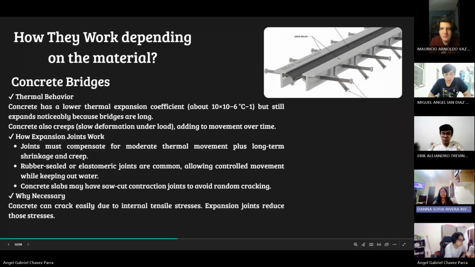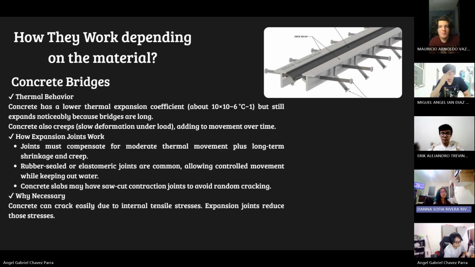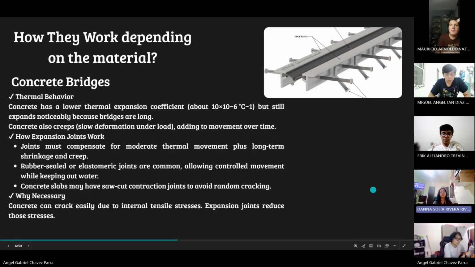How they work depending on the material. Concrete bridges. Thermal behavior. Concrete has a lower thermal expansion coefficient, but still expands noticeably because bridges are long. Concrete also creeps, a slow deformation under load, adding to movement over time.